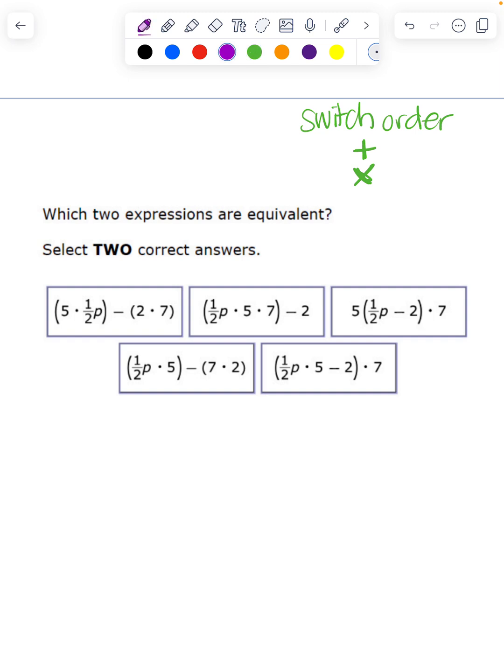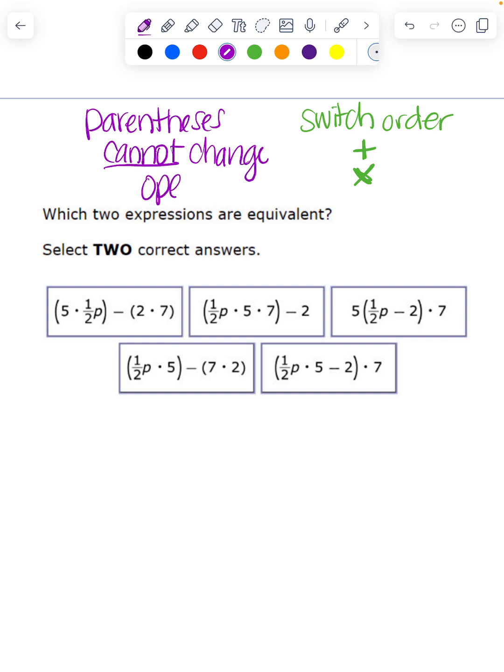We also talked about parentheses. So when you have parentheses, they cannot change operations. So if you have parentheses around addition, that parentheses needs to be around addition the whole time. Okay, parentheses cannot change operations. All right, and then the last thing that we talked about is the distributive property. And so we'll talk about that as we solve the problem.